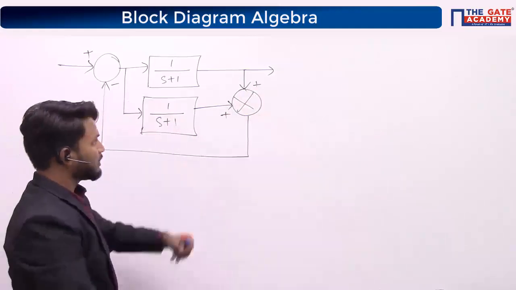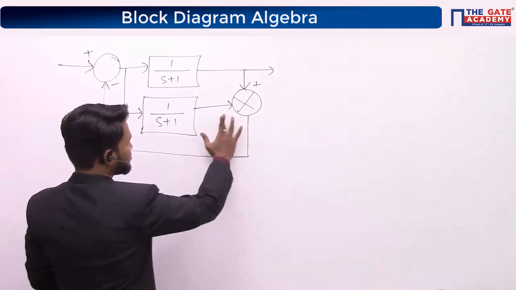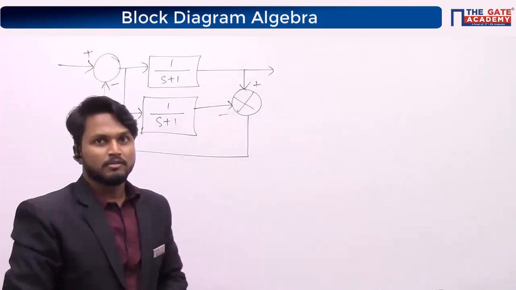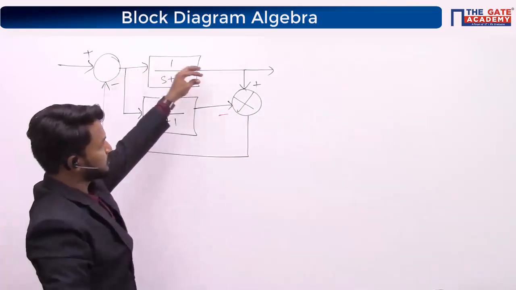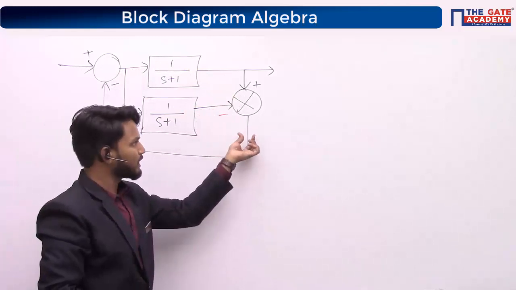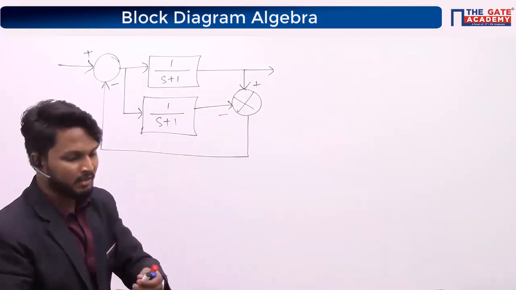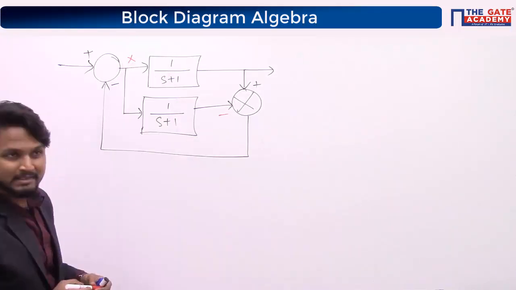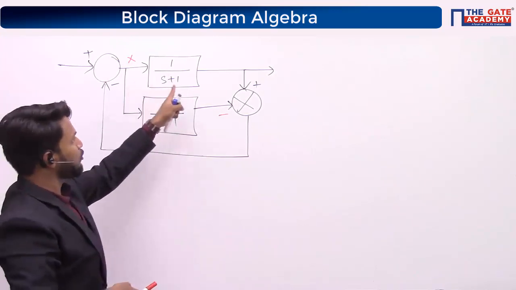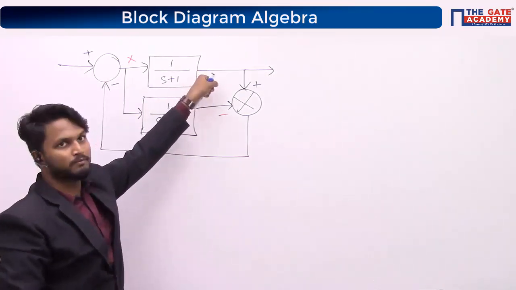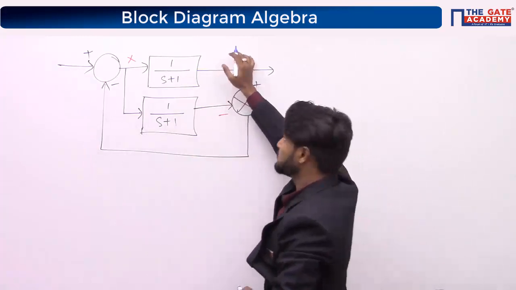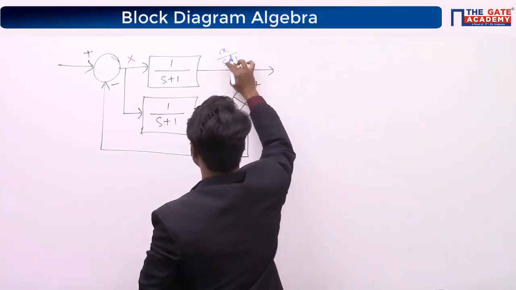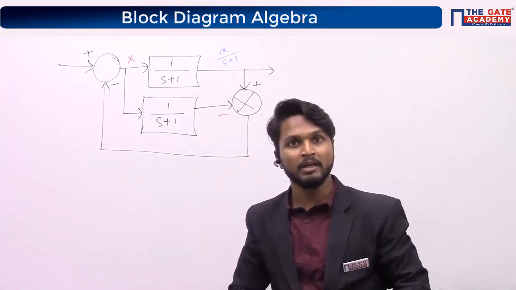So how to solve this? See here, this is a negative sign, right? You have a negative sign here and you have a positive sign here. So this positive one is cancelling out this negative one. Let us say you have some X signal here. So what is the output of this stage? What is the output at this stage? It is X divided by S plus 1. Yes or no? At this stage, output is X divided by S plus 1.